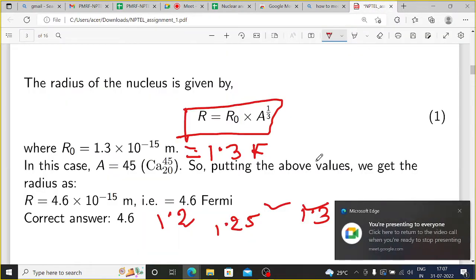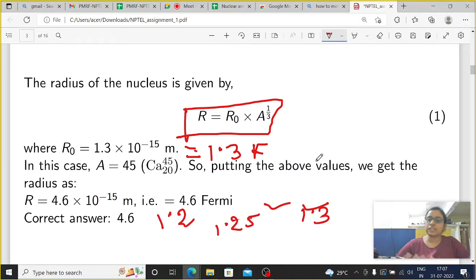So r equals r0 A to the power 1 by 3, and by putting the r0 as well as the A value, we can get the value of r in our question.